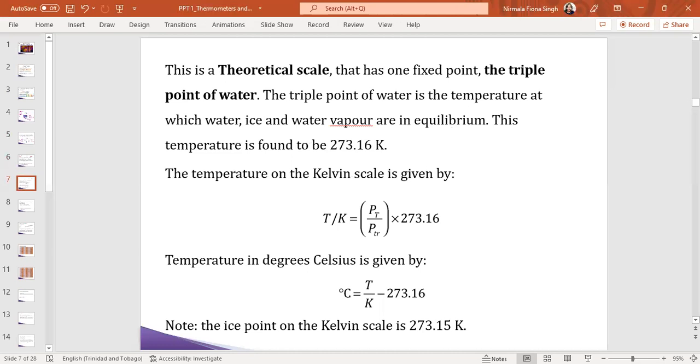Right. So a scientific theory is much different to the regular word theory. So a theoretical scale means it's been run through the scientific method, and it's basically a fact. So it's a theoretical scale that has one fixed point. There's only one fixed point.